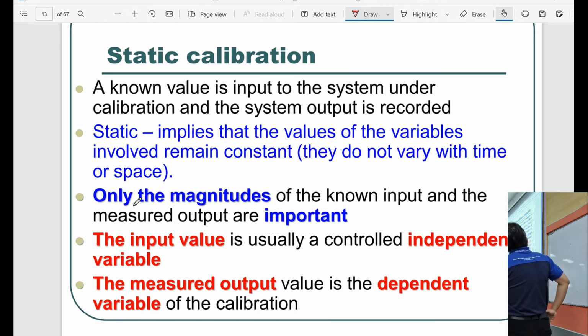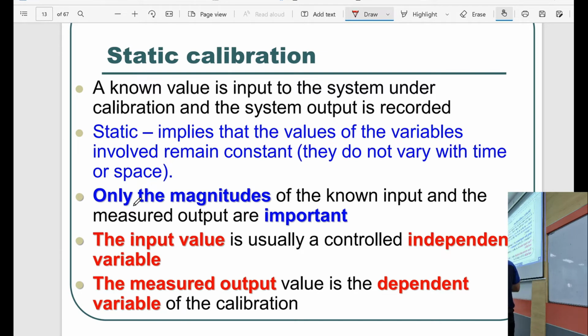So the input value, because in static calibration we have two values, the input and output. Of course, we want to calibrate between input and output. Make sure that all the values are related. The input value is controlled by the independent variables, and the output value is the dependent variables. Usually we want to calibrate the output with the input.